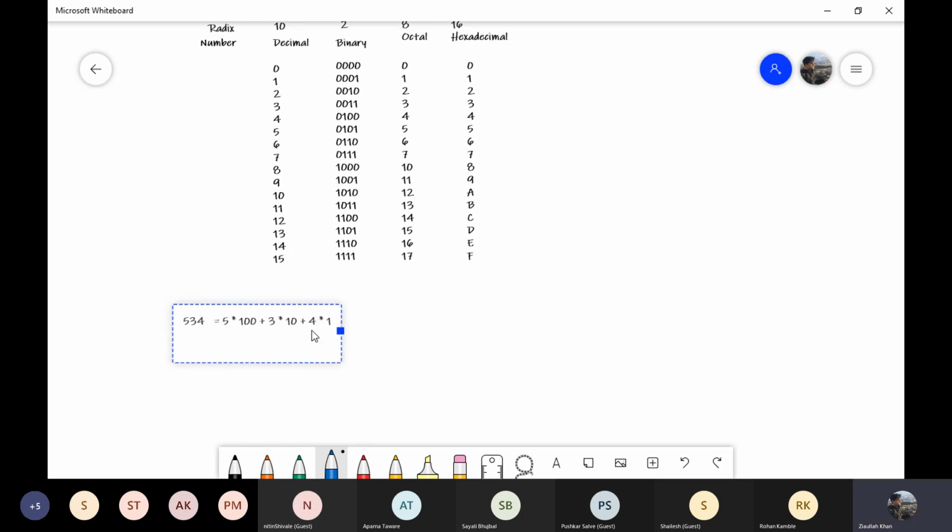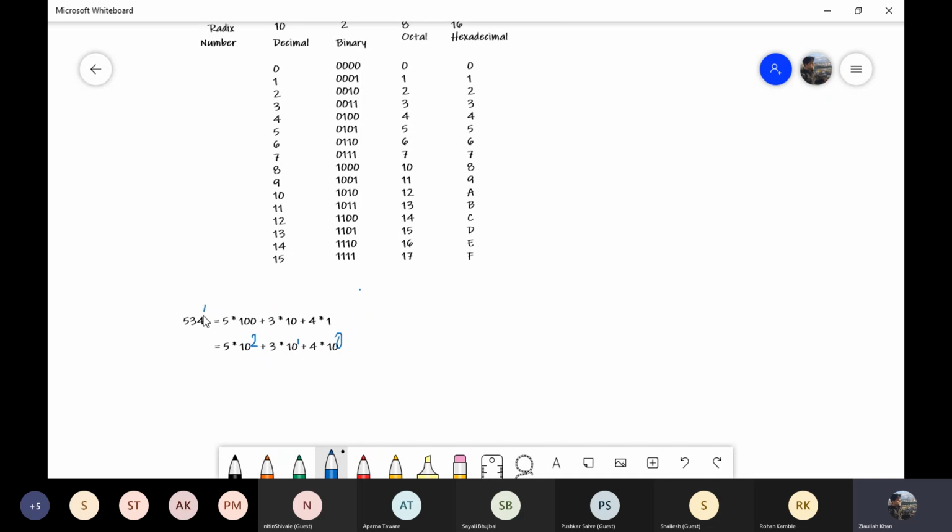The way we arrived here is we do 5 into 10, and then I don't know how to write it here, so I'm going to just use pen. 5 into 10 raised to 2, right? Plus 3 into 10 raised to 1 plus 4 into 10 raised to 0. So it is 10 raised to 0 over here, it is 10 raised to 1 over here, and it is 10 raised to 2 over here.